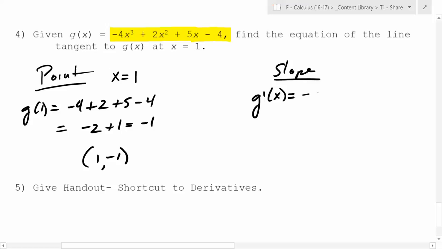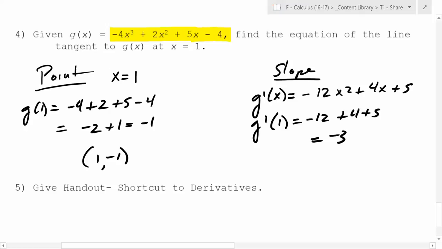Negative 12 x squared plus 4x plus 1. Nice. So if we want g prime of, we want to plug in what for x? 1. So we plug in 1, we get negative 12 plus 4 plus 5 is what?